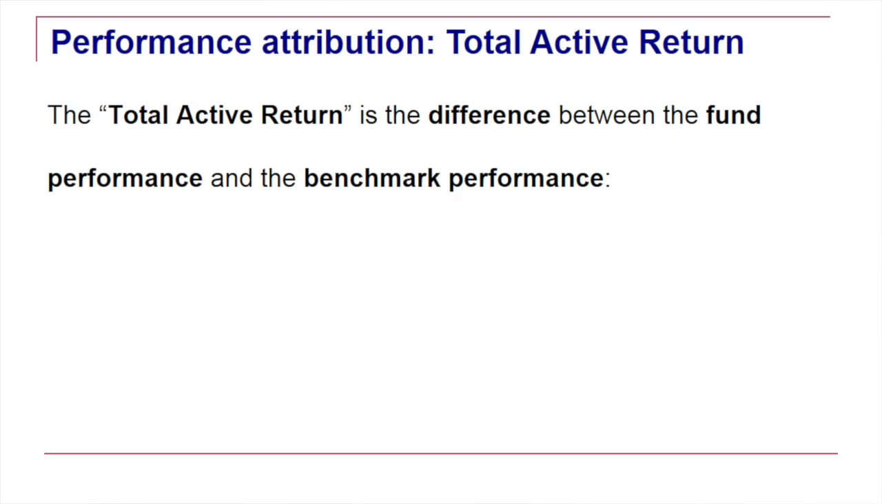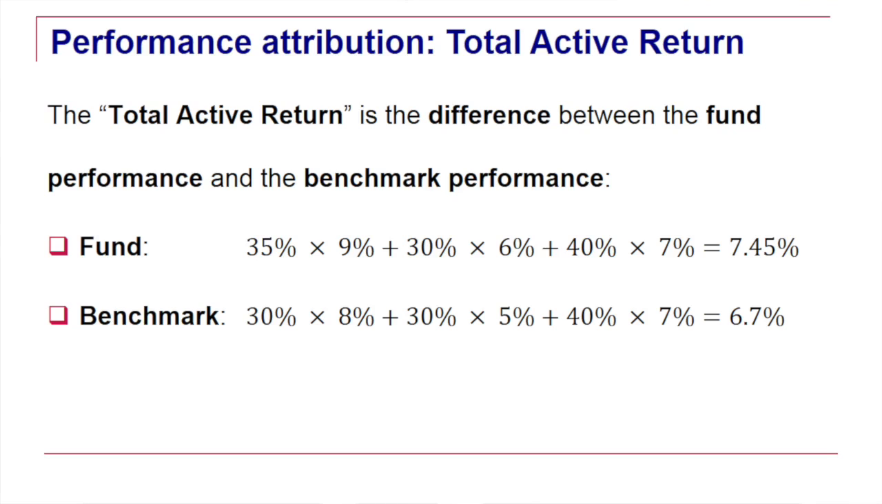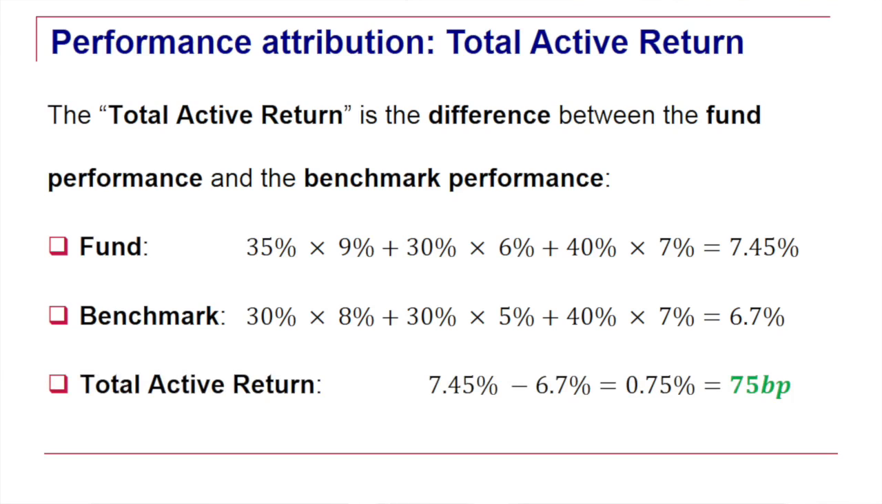So what we call the total active return is the difference between the fund performance and the benchmark performance. Each of these performances is computed as a weighted average of the performance of each of the individual sectors. So for the fund, the second bullet point here, we have 35% in the first sector, which generates a 9% return, 30% at 6% performance, and the remaining 40% invested in the third sector with a performance of 7%. The total return is 7.45%, whereas the performance of the benchmark is 6.7%. The difference between the two is a little bit less than 1%, 75 basis points to be precise.